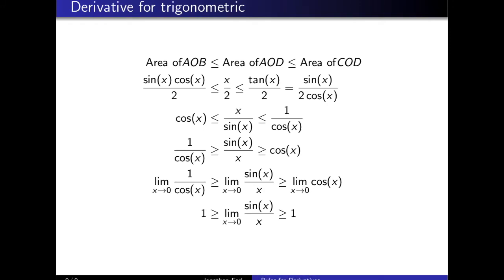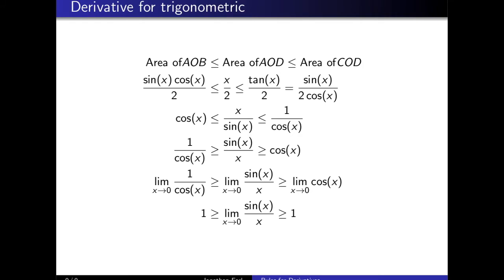And what we could do is we could find that the area of the triangle AOB is given by sine of x times cosine of x, all divided by 2. The area of the part of the circle AOD is x over 2, where x is that angle. And the area of the bigger triangle COD is sine divided by 2 cosine of x, because it's tangent of x over 2, using our standard base height divided by 2 expression.